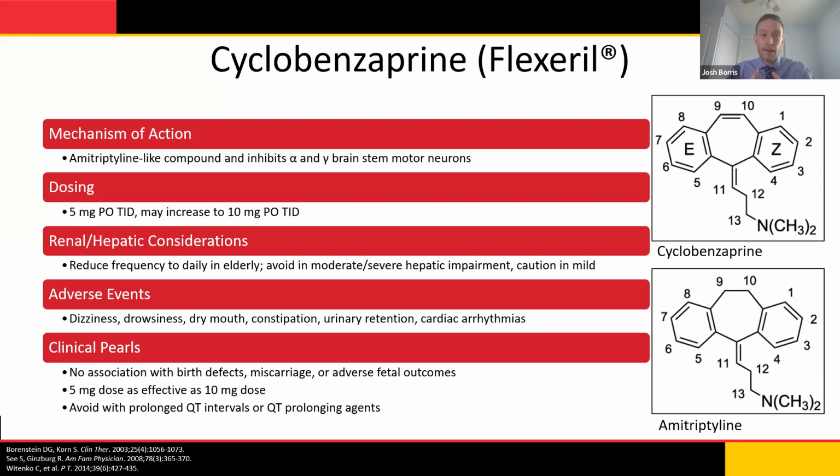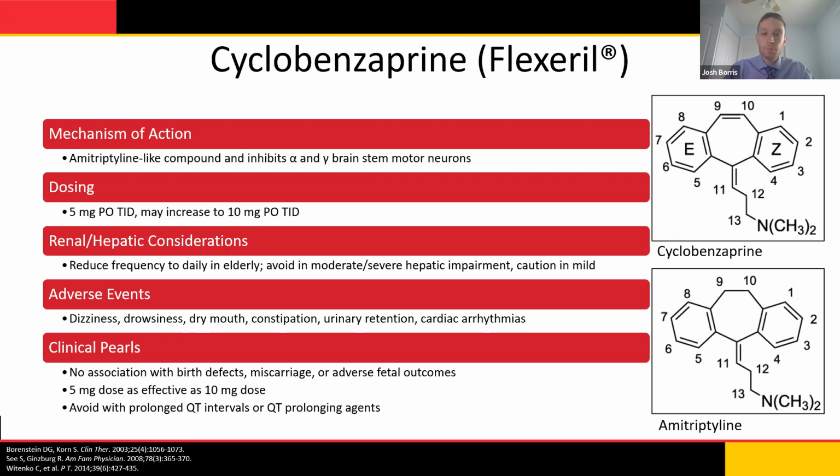But I wanted to point out that it is an amitriptyline-like compound. So if you look at the picture on the right, you can see cyclobenzaprine on the top and amitriptyline on the bottom. And the only difference is that double carbon bond between 9 and 10. So it is an extremely structurally similar medication to amitriptyline. So we need to think of drug interactions and other adverse events like TCAs when we're thinking about this medication.